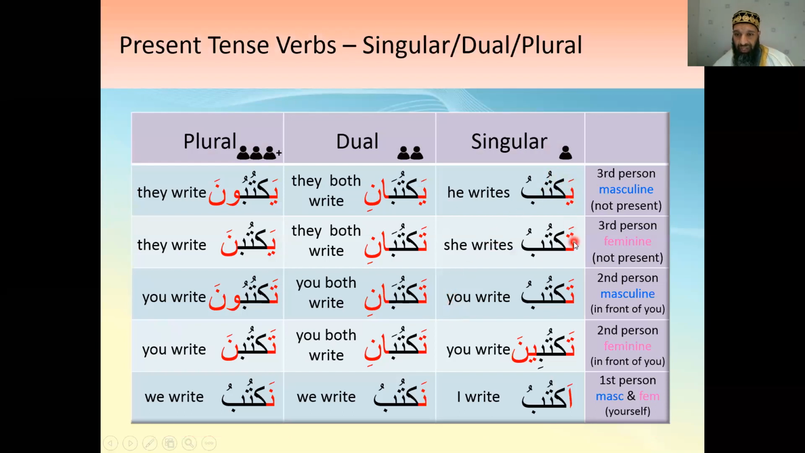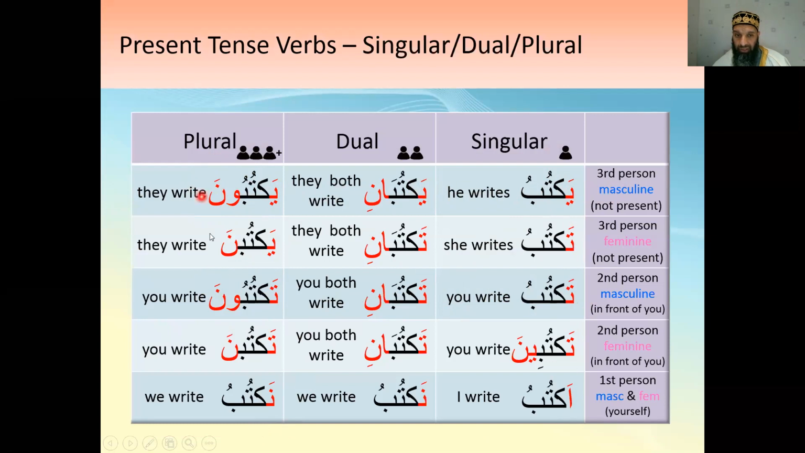So the red ones are the addition templates. Yaktubani, yaktubuna. Look, the una is appearing here in plural. Like, remember muslimuna, like the nouns? Well, some of it's coming back now in the present tense verbs. So these are the additions we had to learn. And the main take-home message: the masculines start in ya, third person, and the second person starts in ta. The rest is all the same.